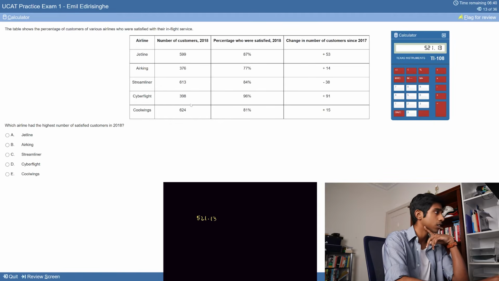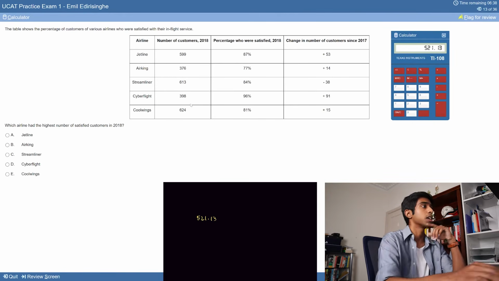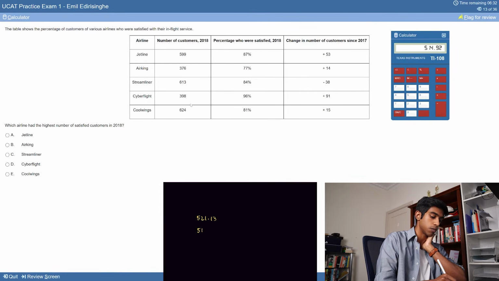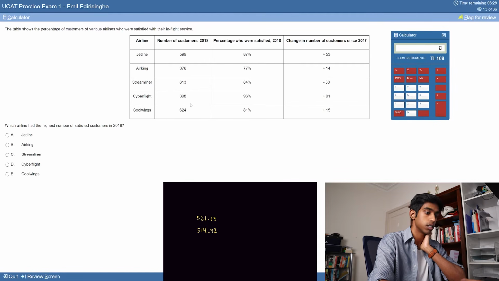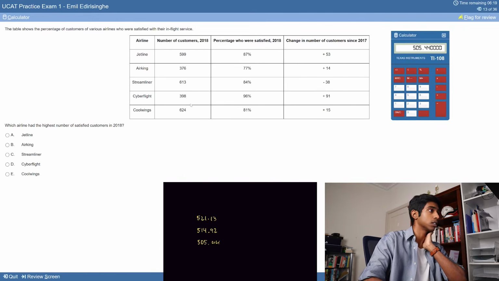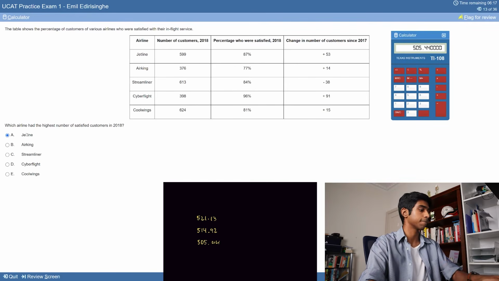Wait. Highest number, yeah. So 3 times 0.84, 514.92, and 624 times 0.81 is 505.44. Alright, so yeah, it's definitely going to be Jetline, I think.